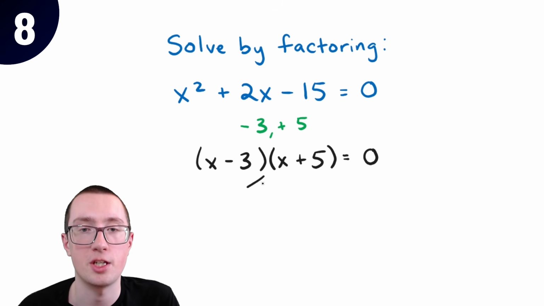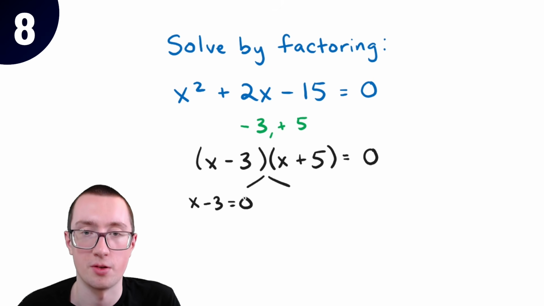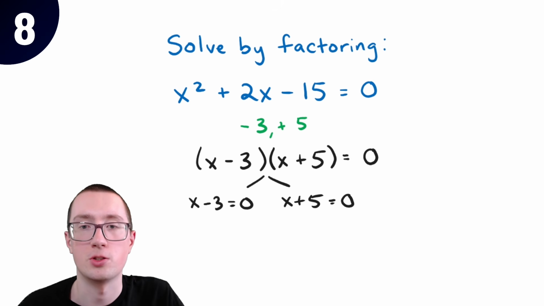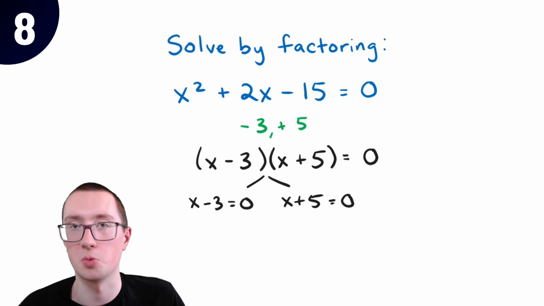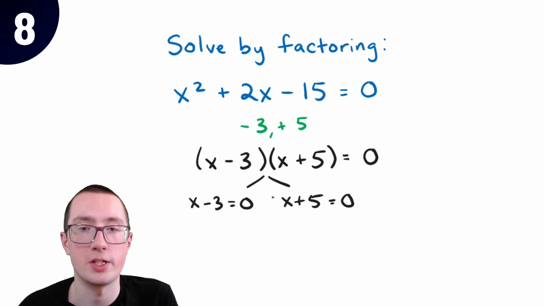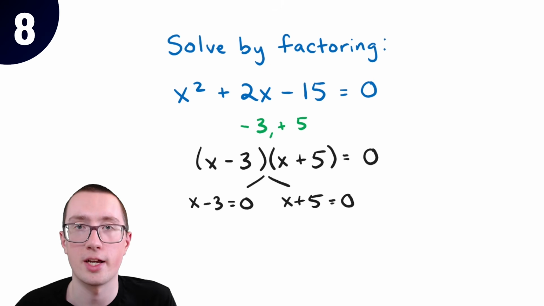So we can actually split this up into two different equations. On the left, we can have x minus 3 equals 0. And on the right, we can have x plus 5 equals 0. Because these are two different ways that this equation would be true. Two different ways it would equal 0. So now we just need to solve each of these equations, and they're each going to give us an answer. Quadratic equations usually have two answers.